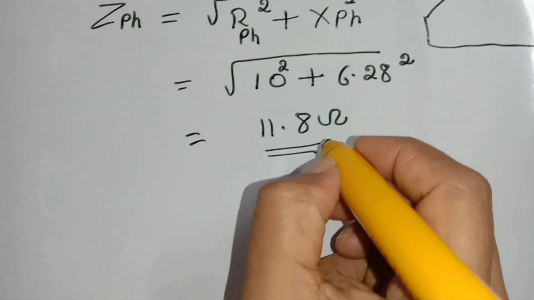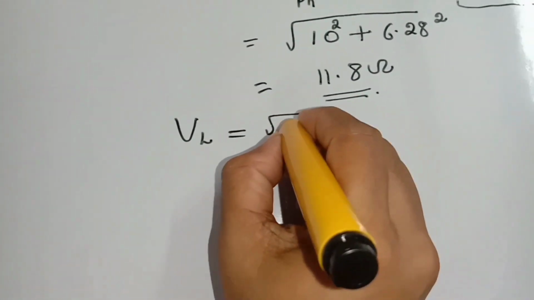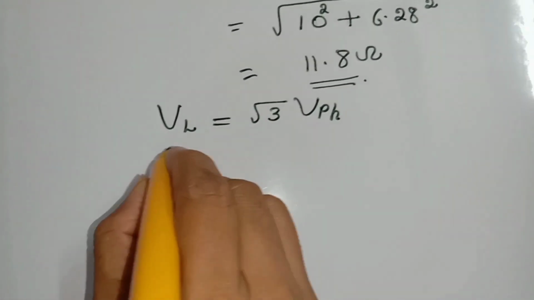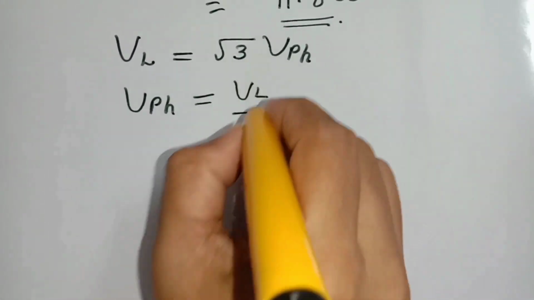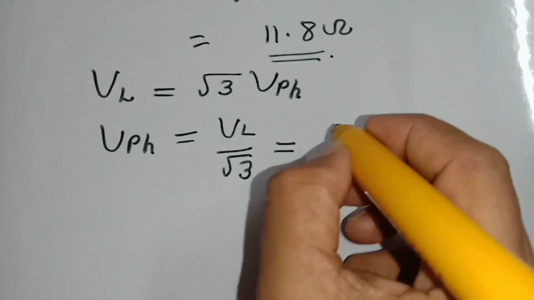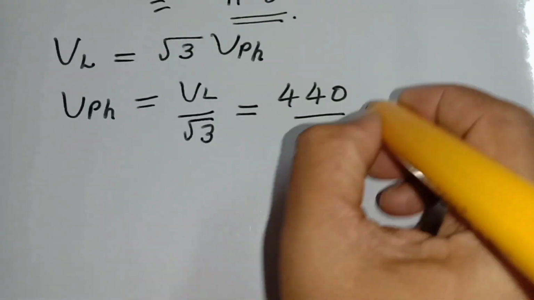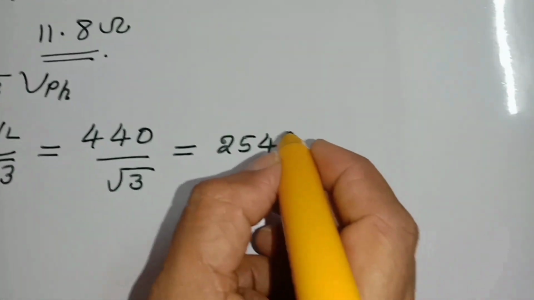Now, for a star connected system, we know VL is root 3 VPH. So, from the line value, you can find out phase. V phase is equal to V line by root 3, which will get it as 440 divided by root 3, which is equal to 254 volt.